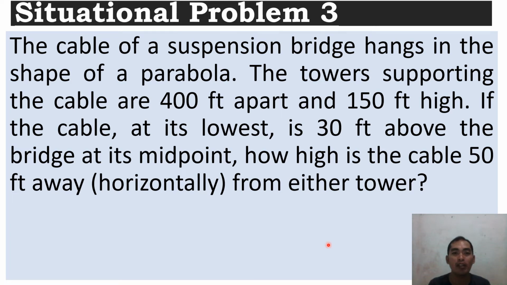Another situational problem. Suppose the cable of a suspension bridge hangs in the shape of a parabola. The towers supporting the cable are 400 feet apart and 100 feet high. If the cable at its lowest is 30 feet above the bridge at its midpoint, how high is the cable 50 feet away horizontally from either tower?